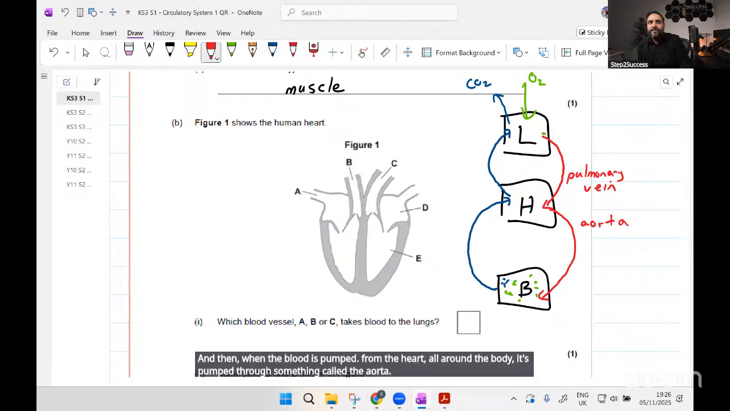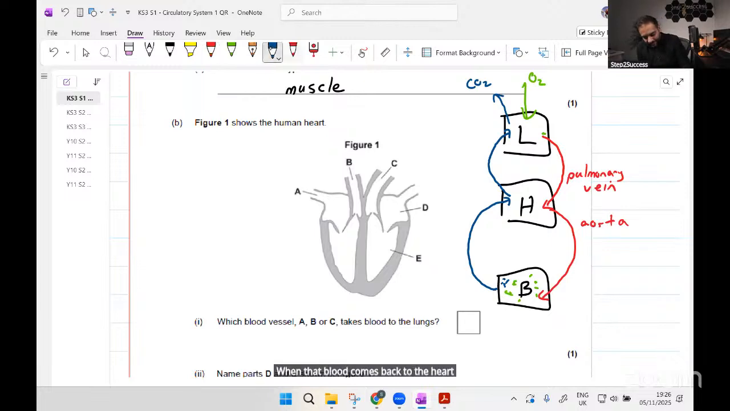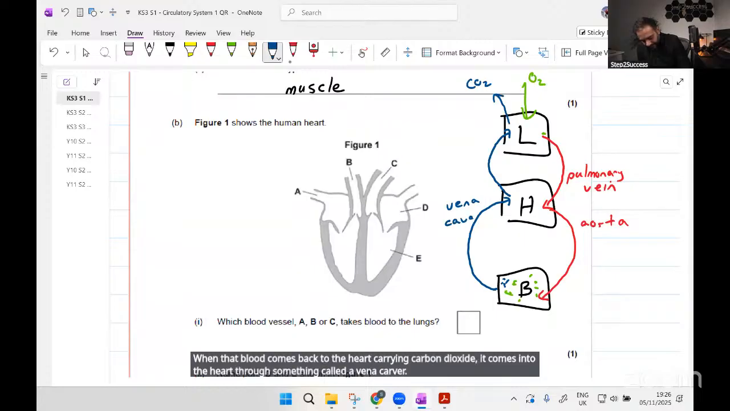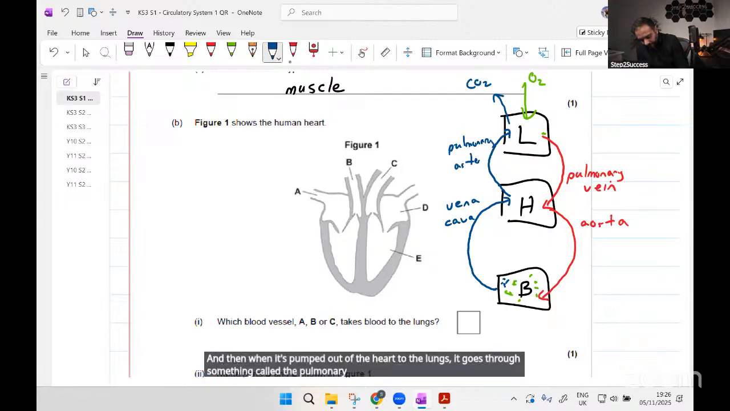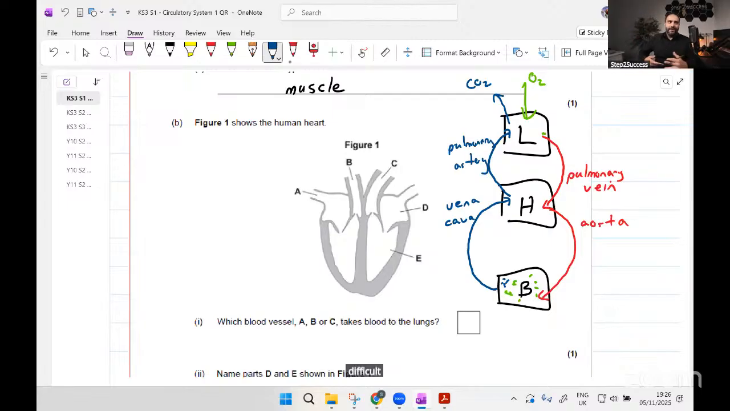When that blood comes back to the heart carrying carbon dioxide, it comes into the heart through something called a vena cava. And then when it's pumped out of the heart to the lungs, it goes through something called the pulmonary artery. Difficult to remember all these things, but gradually you will. And then, if you know all that, this question becomes easy.